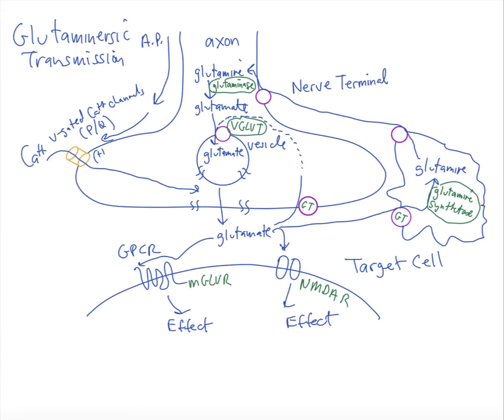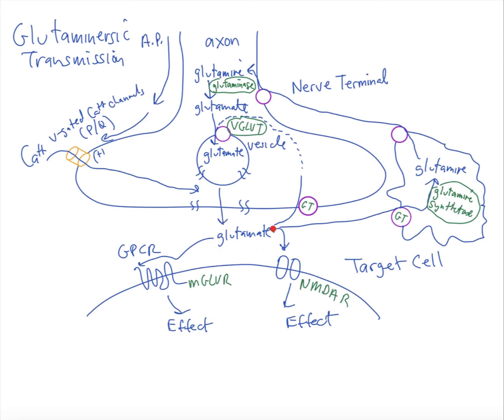This is not an exhaustive list of all the receptors that glutamate can possibly bind to, but I want to point out that there is a family of GPCRs for glutamate that are abbreviated mGluR, for metabotropic glutamate receptor. And then probably the most well-known glutamate receptor is the NMDA receptor, which stands for N-methyl D-aspartate receptor. And this is a ligand-gated cation channel that lets sodium and calcium into the cell, which gives the excitation.